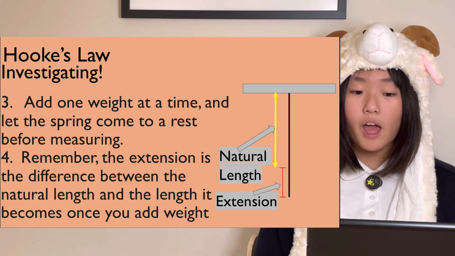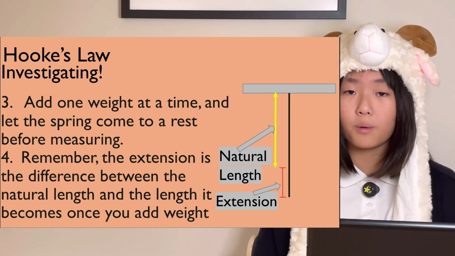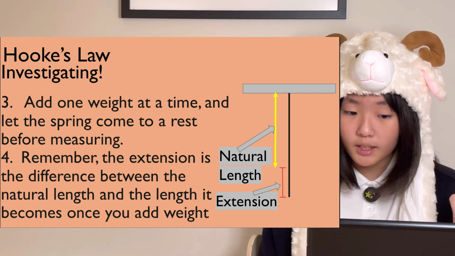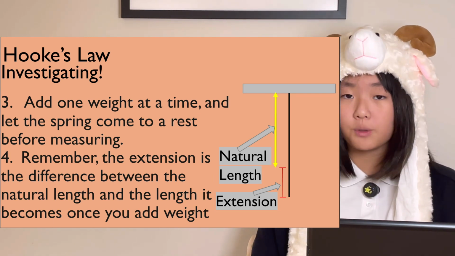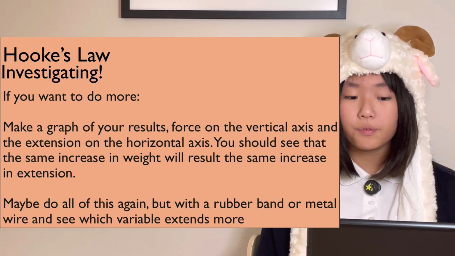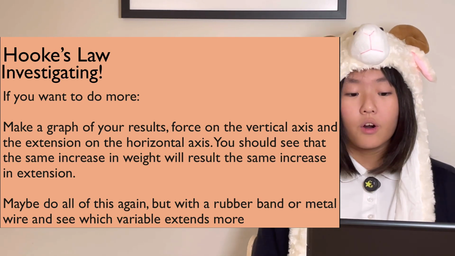Add one weight at a time, making sure that the spring comes to rest before measuring it. Remember, the extension is the difference between the natural length and the length it becomes once you add the weight. Repeat 3 to 4 until you have collected enough data. Once you have finished this, repeat again so you can calculate an average value of length of the spring for every applied weight.